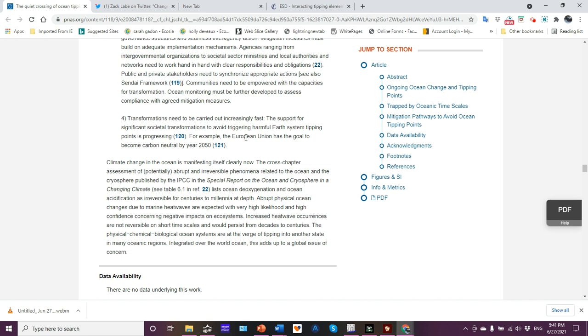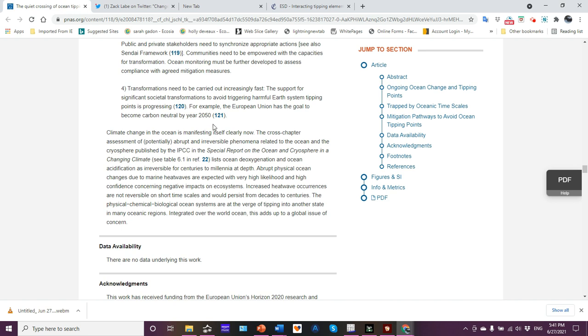Transformations need to be carried out increasingly fast. The support for significant societal transformation to avoid triggering harmful Earth system tipping points is progressing. For example, the EU has the goal to become carbon neutral by the year 2050. Might be too bloody late by then.